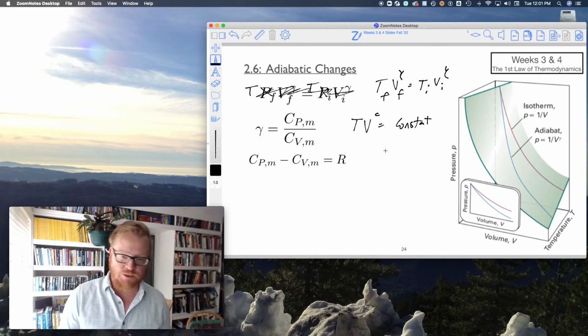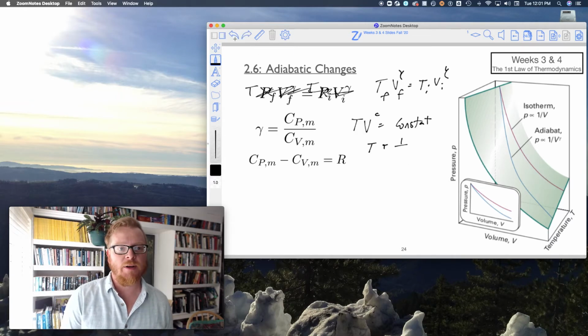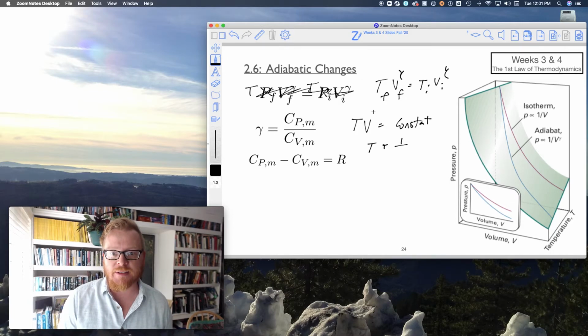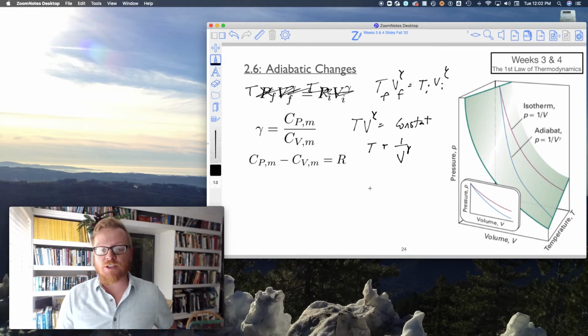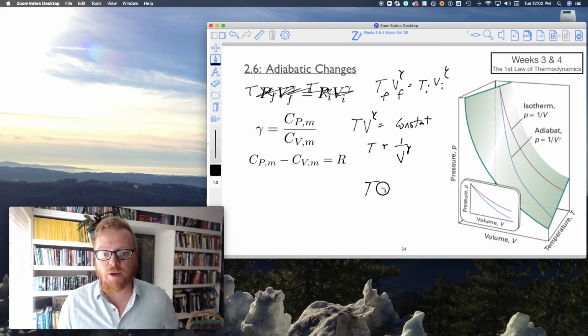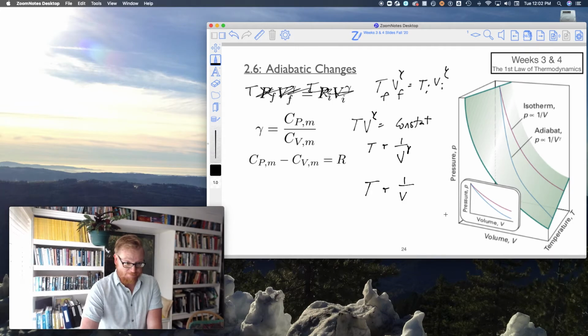Or in other words, T is proportional to 1 over V. I'm going to erase that C and use the gamma to be consistent. That's a Greek letter gamma. So what this also means is T is proportional to 1 over V raised to this little gamma. Note, compare that to Boyle's law, which says T is just proportional to 1 over V.